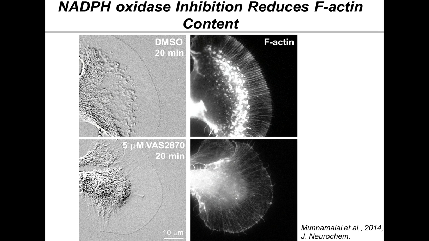When we then specifically inhibit NADPH oxidases with an inhibitor, in this case, the inhibitor is called VAS-2870, that's in the lower panel. We again reduce the F-actin content. So the top panel shows the vehicle control, the DMSO. The DIC on the left, F-actin stain on the right, typically done with phalloidin. And then the lower panel shows another growth cone treated with 5 micromolar of this Nox inhibitor VAS-2870 for 70 minutes. So a significant reduction in F-actin content.